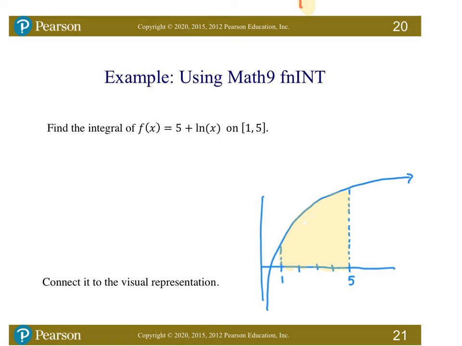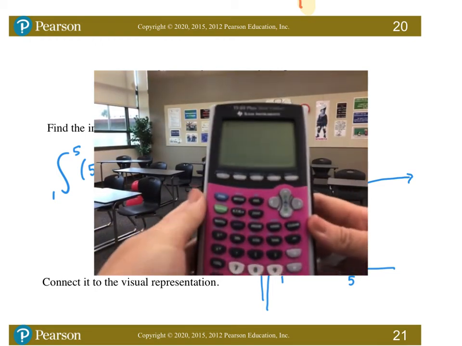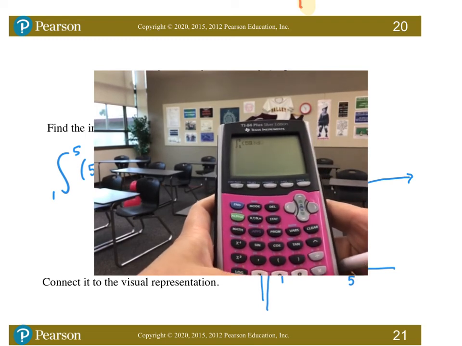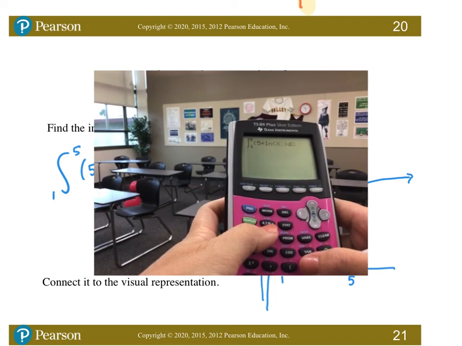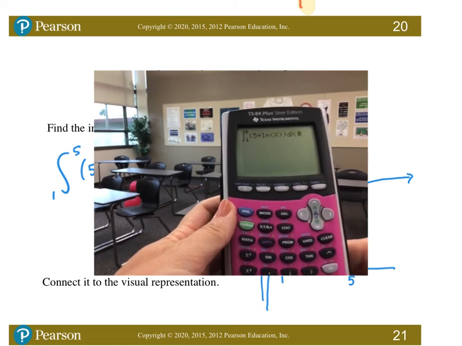All right, so we have to draw the integral here. So the integral would be on bounds 1 to 5, parentheses, 5 plus ln x, and then above the x-axis. So we'll do a Math 9 on that as well. Okay, so Math 9, 1 to 5 of 5 plus the natural log of x. Okay, end your parentheses, but you still have the major parentheses around that, and then dx at the end.